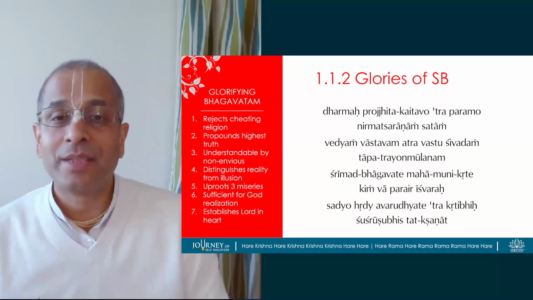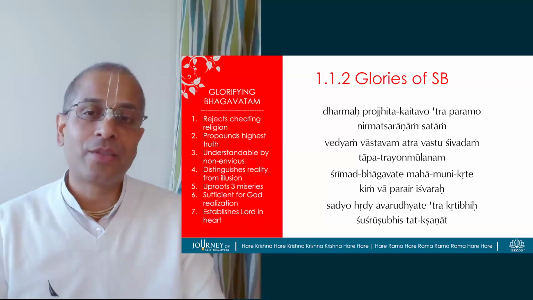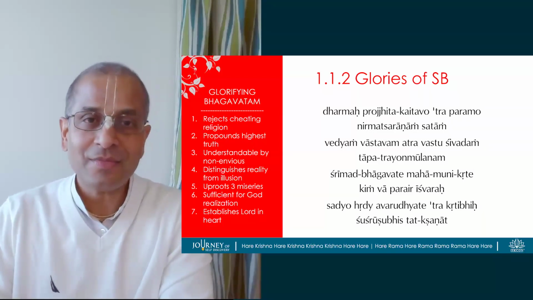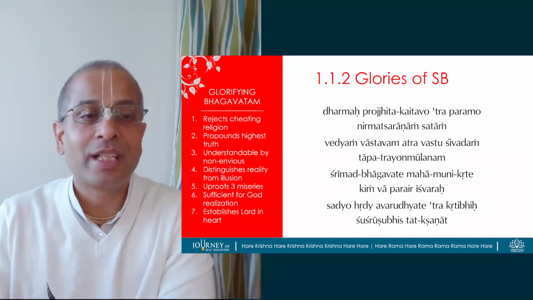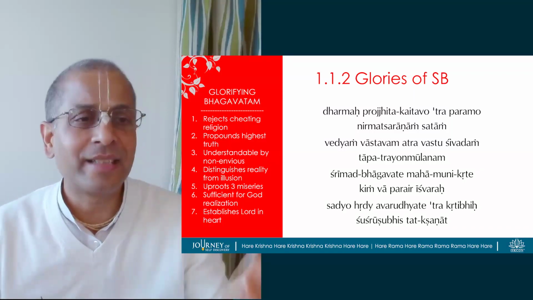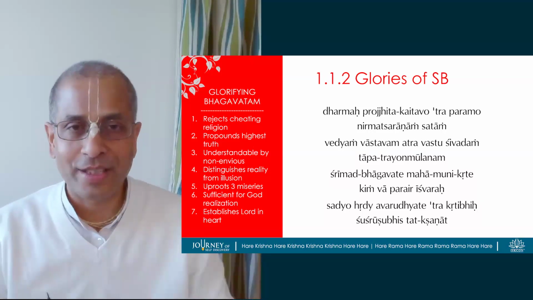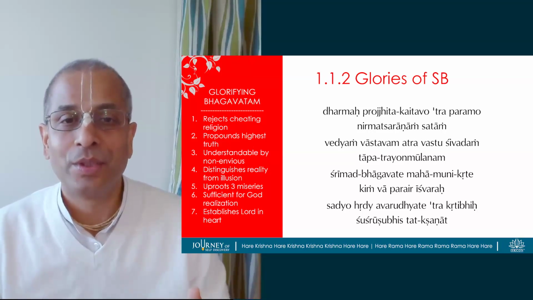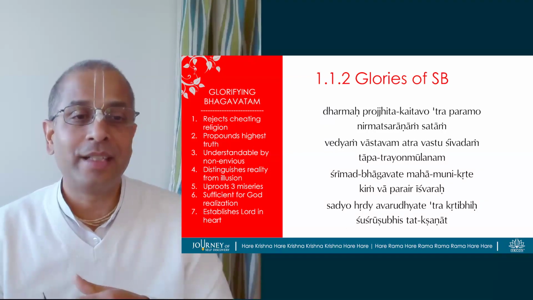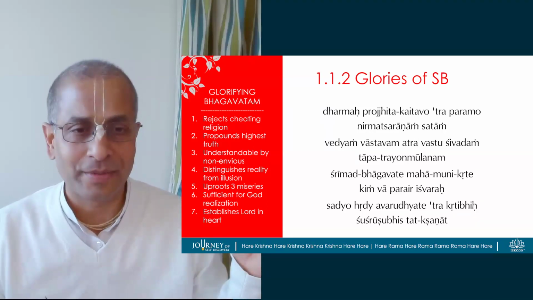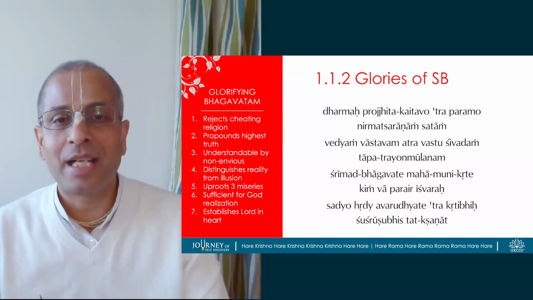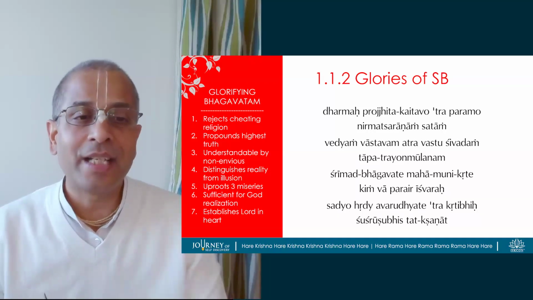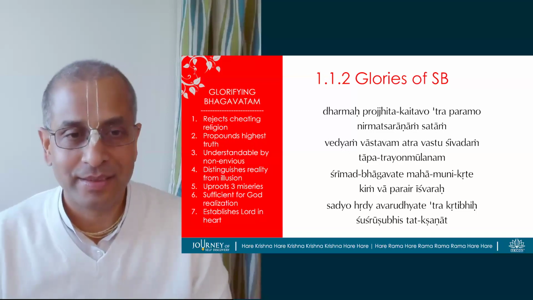Okay, so here as well in this verse, there are 7 glories of Srimad Bhagavatam mentioned. First of all, it says Dharma Projjhita Kaitava. So it rejects the cheating religion, and we'll talk about these points in detail. And the second point is Paramo, which means it propounds the highest truth. Nirmatsaranam Satam Vedyam, so it is understandable by non-envious people.